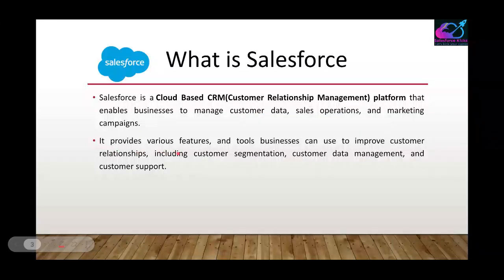It provides various features and tools businesses can use to improve customer relationships, including customer segmentation, customer data management, and customer support. So all of these are included in the management of customer data, sales, and marketing operations, which helps businesses grow in the future and in the current market as well.